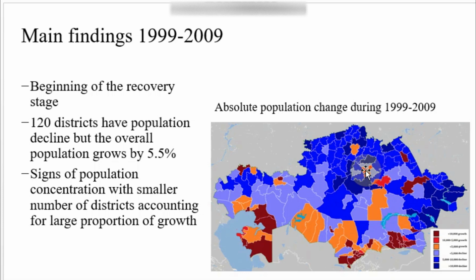Here we can see significant population growth in the capital city, which at that time was called Astana, and here it is Kokshetau city, and this is Pavlodar city, and this is Semey, and Aktobe, and Oral city. So as we can see here, apart from these main three population centers, there's some population growth in urban areas in the northern part of Kazakhstan.